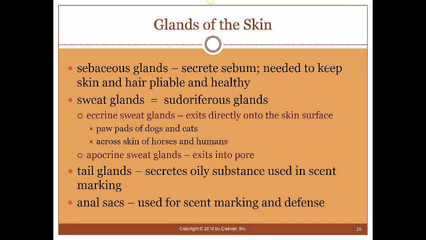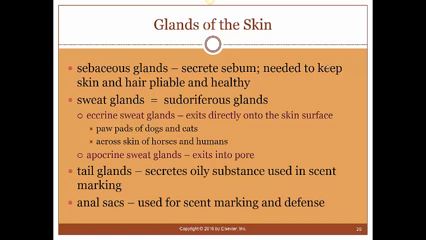Apocrine sweat glands exit into the pore, and more of their job ends up being releasing certain salts and waste from the body. They do play a role in cooling, and also in making the sebum a little bit easier to spread out across the surface of the skin.